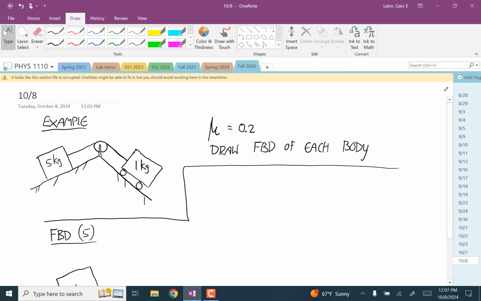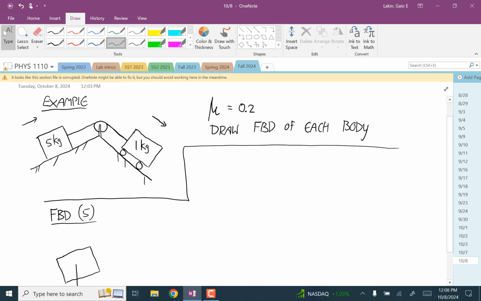Oh, and I need to give you some information that I hadn't yet. This is the direction of motion of these things. Remember that if you're going to put in friction forces, you need to know the direction of the velocity of the object at the instant. So at this instant, they're sliding to the right.